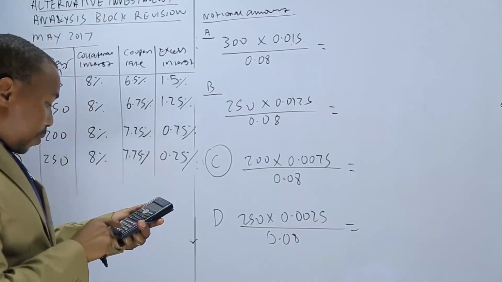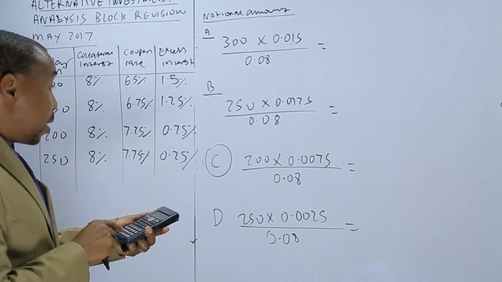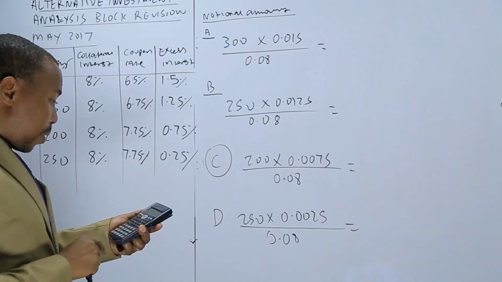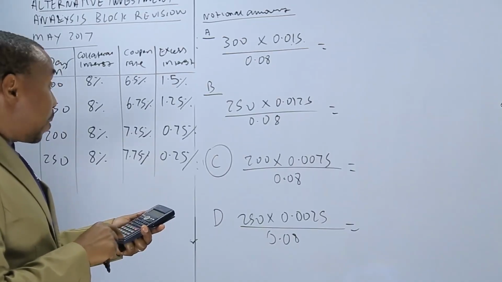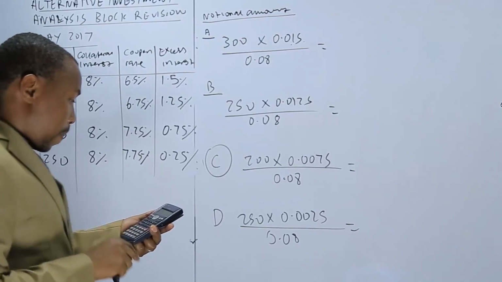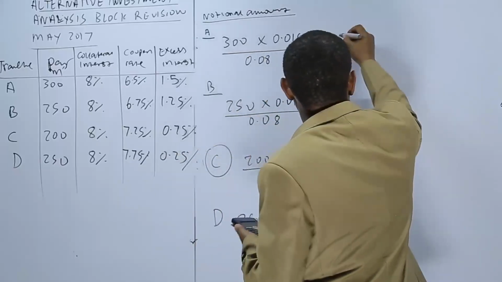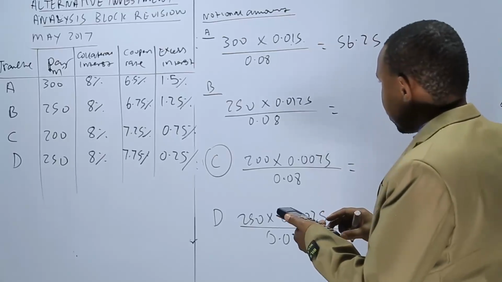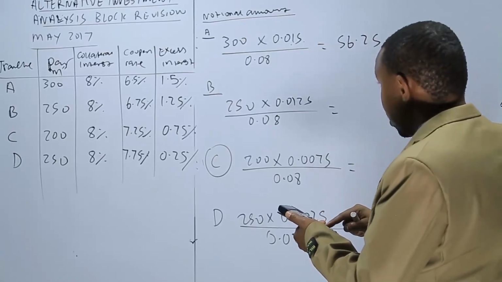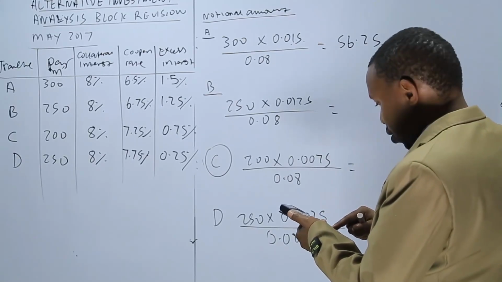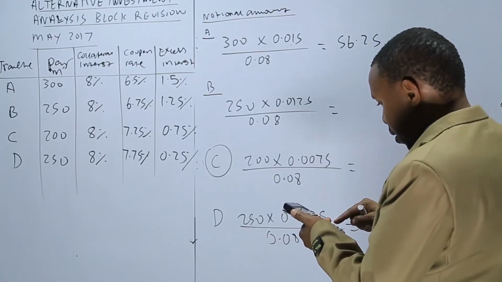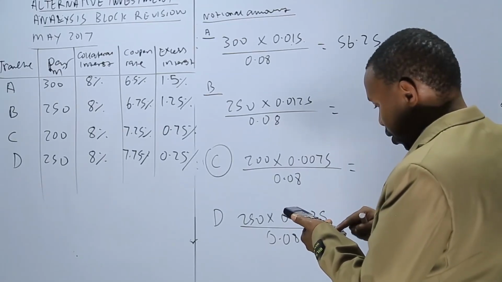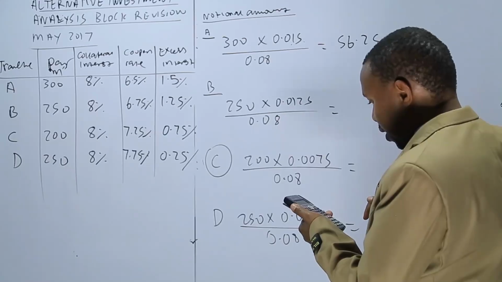So we have 300 multiplied by 0.015 divided by 0.08. We have 56.25, of course in millions. And then 250 multiplied by 0.0125 divided by 0.08. We have 39.06.